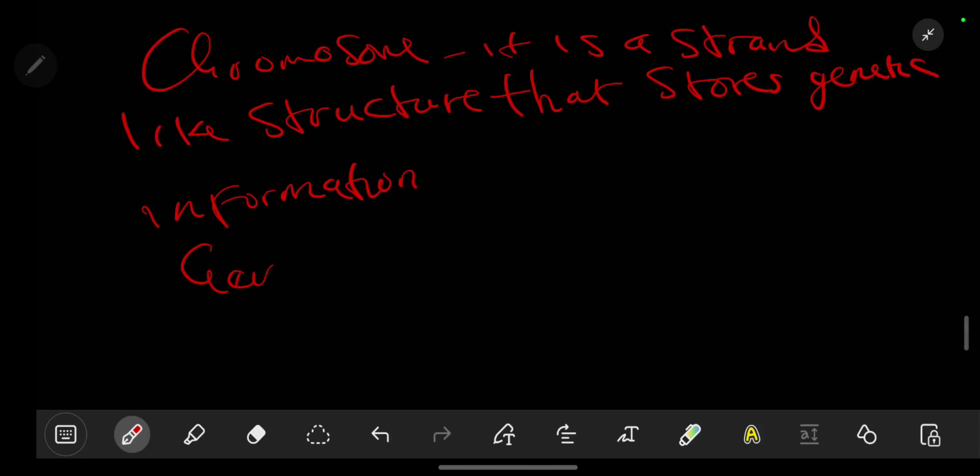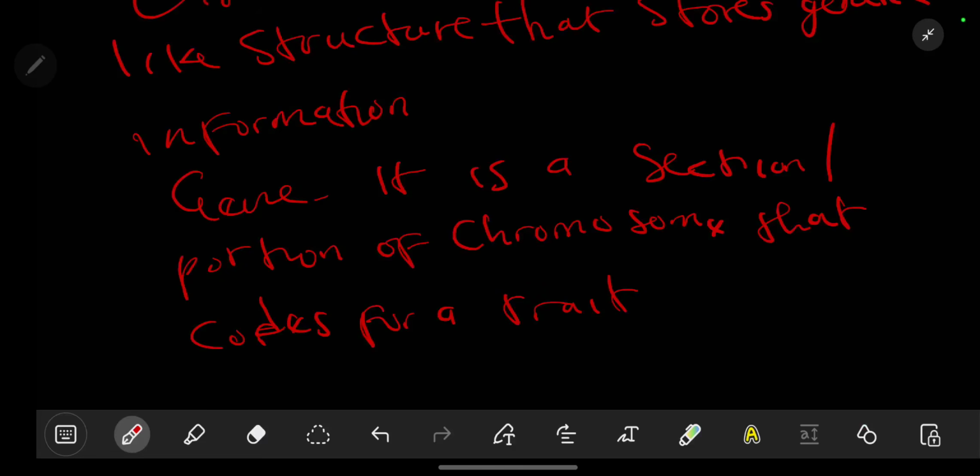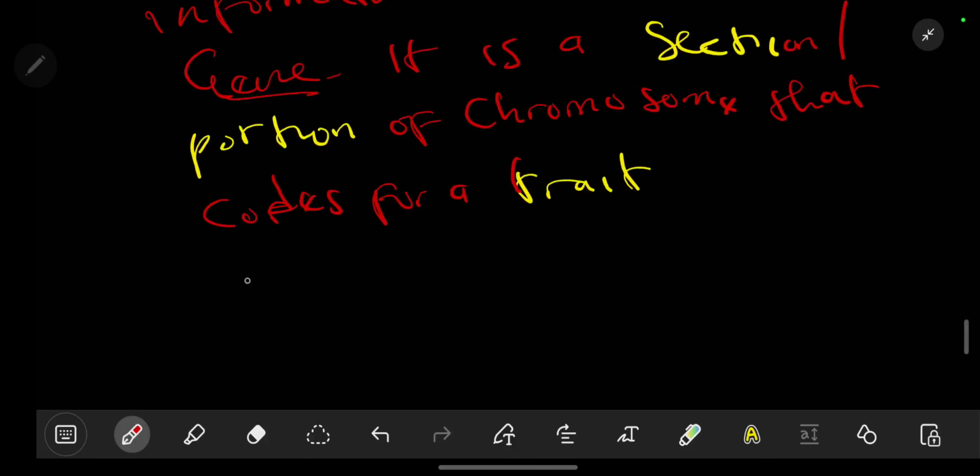Now, a gene is a section or portion of a chromosome that codes for a specific trait. A trait might be a characteristic such as height. So that is basically what a gene is. I'm going to define the three terms, then I will bring in a diagram.